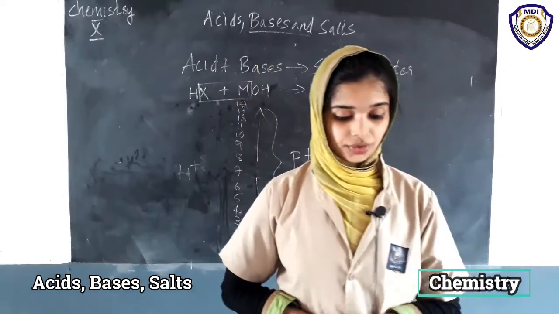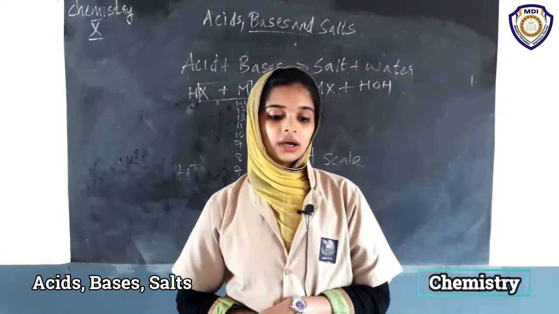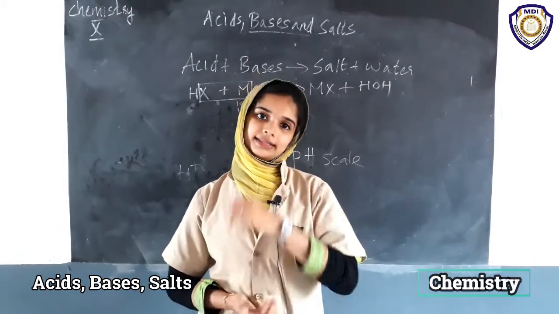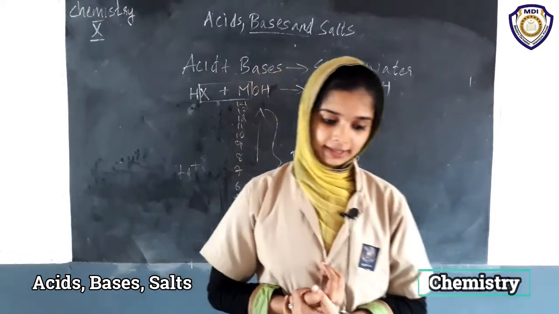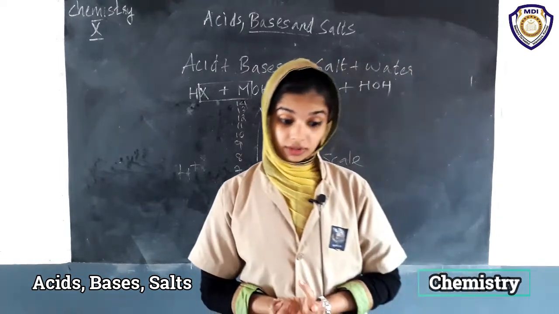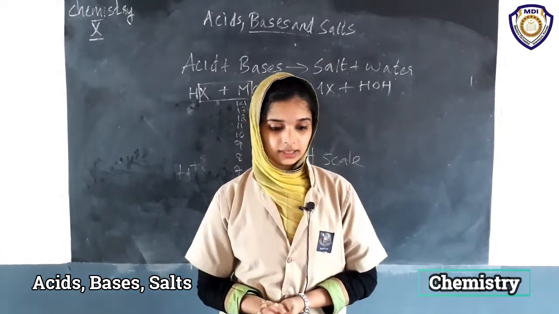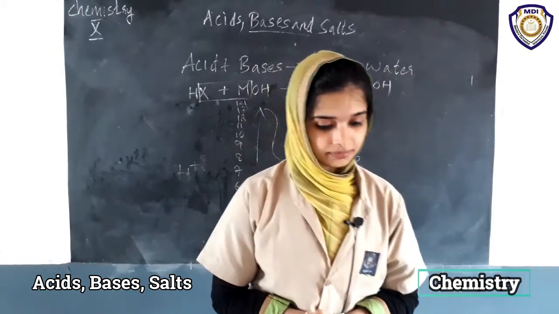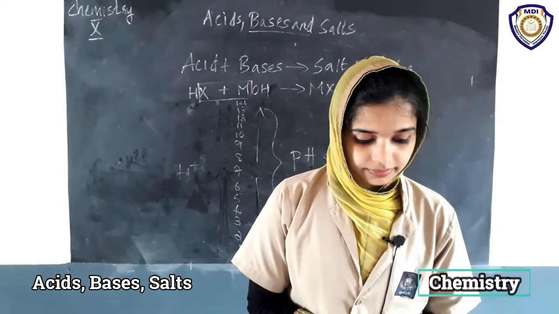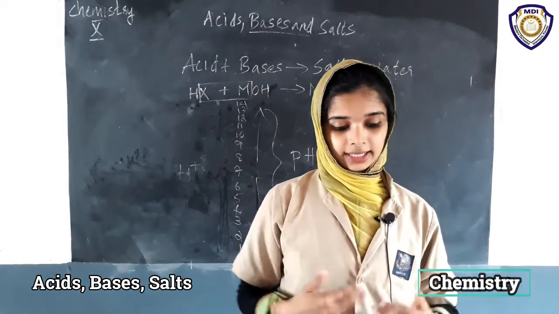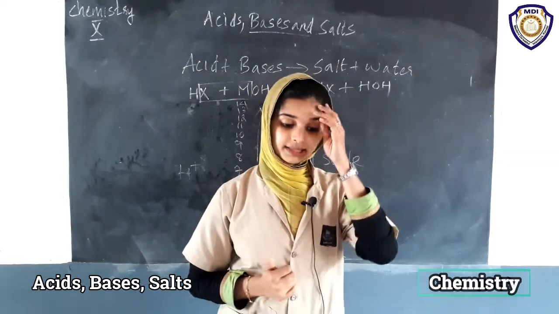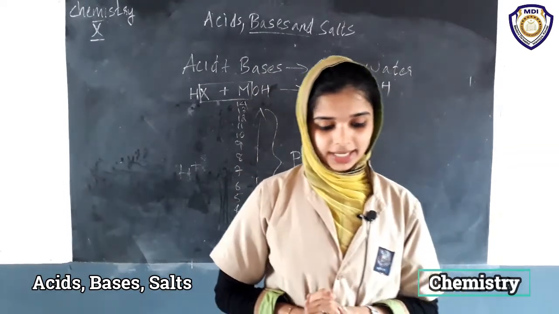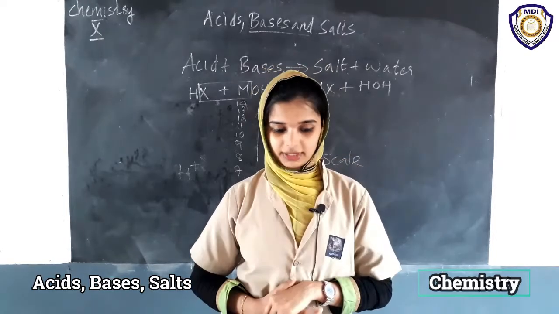Hope that you understood from this table the relation between pH value and the strength of the acid and base. Hydrochloric acid is the strongest acid, and sodium hydroxide is the strongest base. So the strength of acids and bases depends upon the H plus ions and OH minus ions produced respectively.